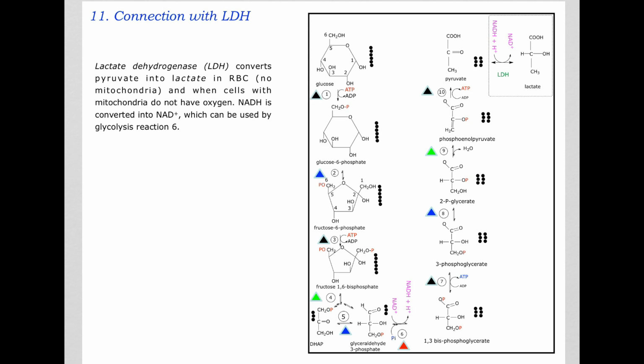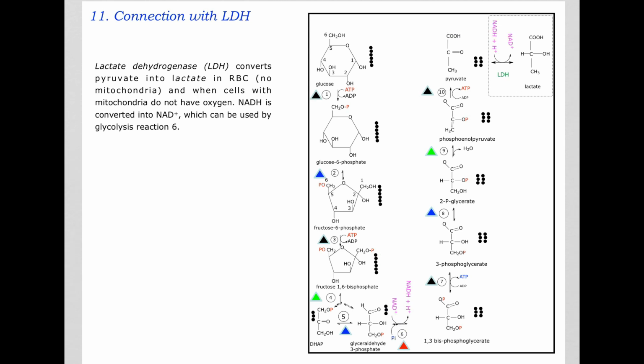In cells that generate ATP only with glycolysis, such as red blood cells, the cell must convert pyruvate to lactate using LDH, because by doing that, NADH is converted into NAD, and this NAD can be used in reaction number 6. As we mentioned, NAD comes from a vitamin, and the cell wants to make sure that it never runs out of NAD in order to generate ATP from glycolysis.